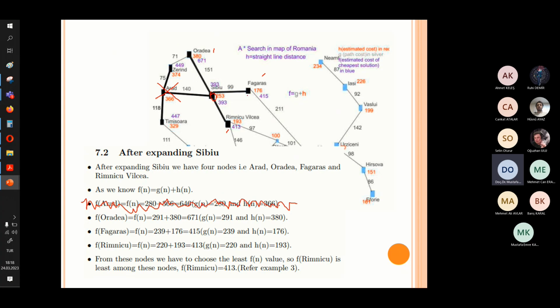That is the cost g(n). Then the estimated value is 176, and we will find that 176 plus the current distance, that is 415. Now it is here, and similarly we will calculate for Rimnicu Vilcea. Don't forget that the actual cost is 18, even though it hasn't been shown here. So the cost will be 220.